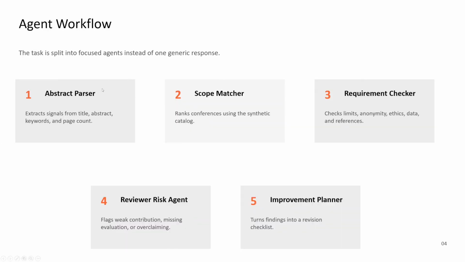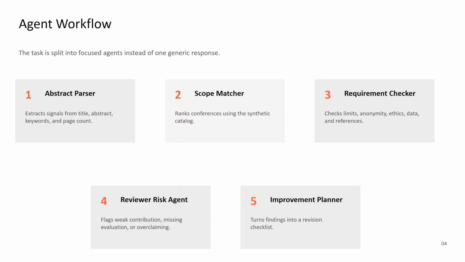Now there is a specific agent workflow which is used here. The first one is an abstract parser which extracts signals from the title, abstract, keywords, and also the page count associated with the paper. At the second stage, it ranks the conferences using a synthetic catalog which has been created for this agent. We are not referring to the web for this demo session. We will be using a synthetic catalog, and the conferences are ranked based on that.